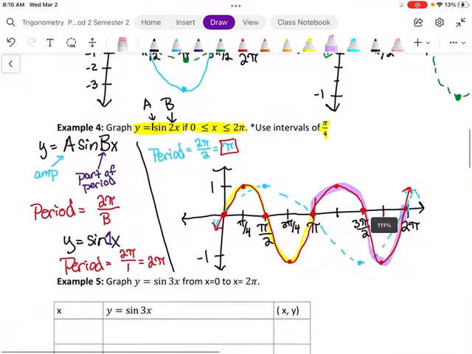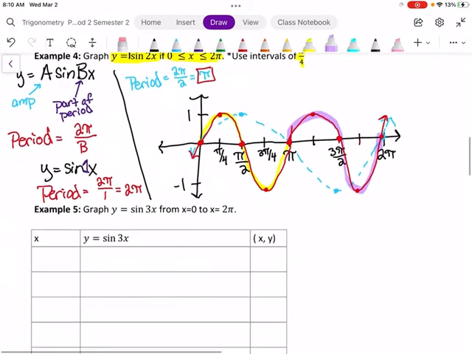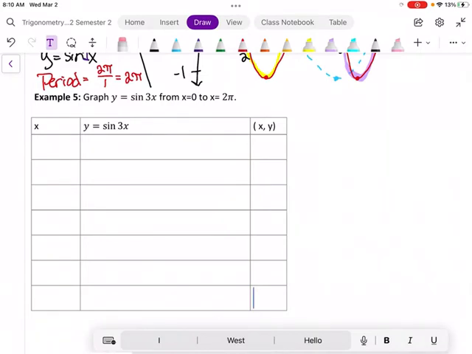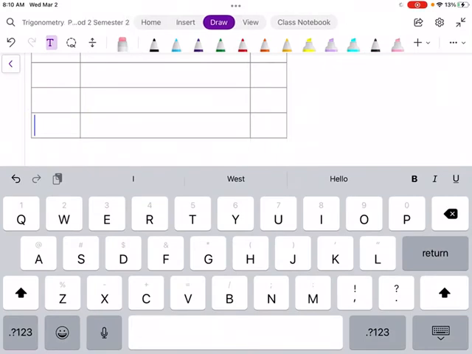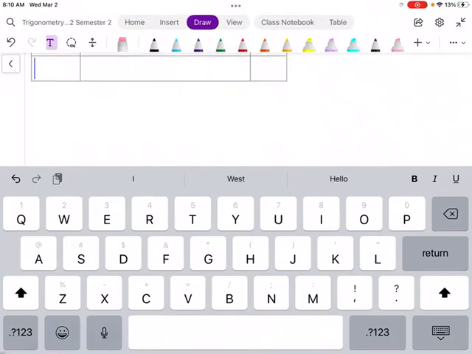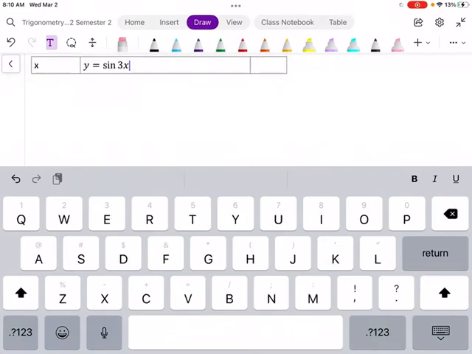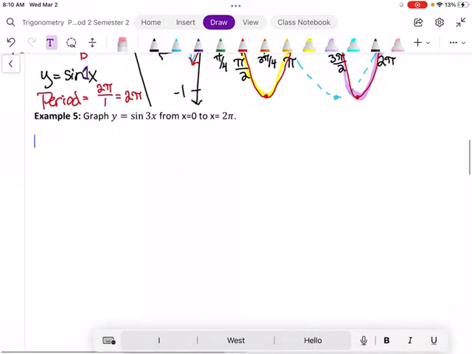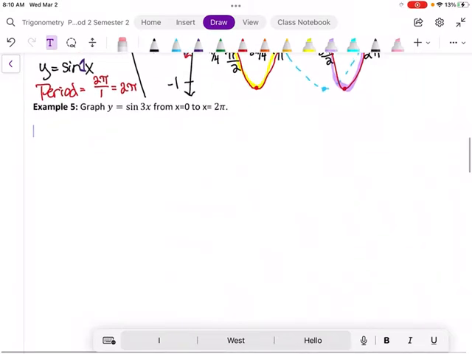Okay, so if you need to, pause the video so you can get the rest of this graph drawn, and then we'll move on to the next one. Okay, so I'm just going to delete this table again. You can cross yours off, or you can delete it as well if you would like. There we go, almost there. Boom, gone.